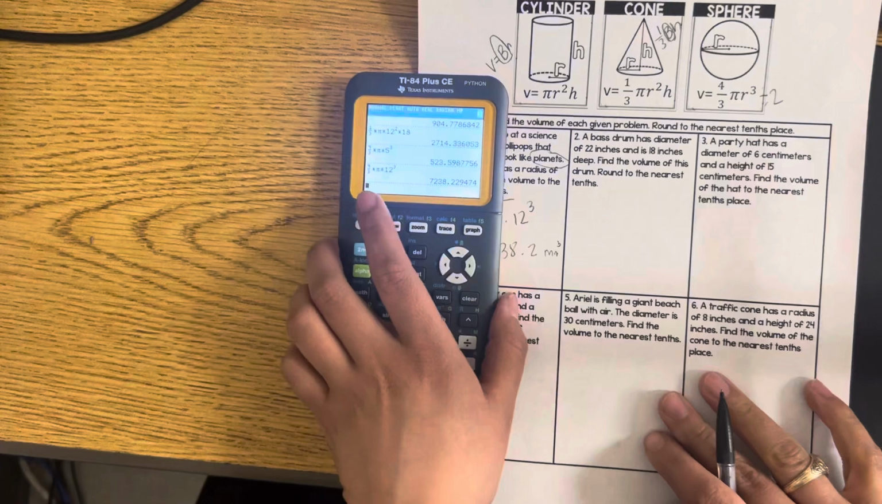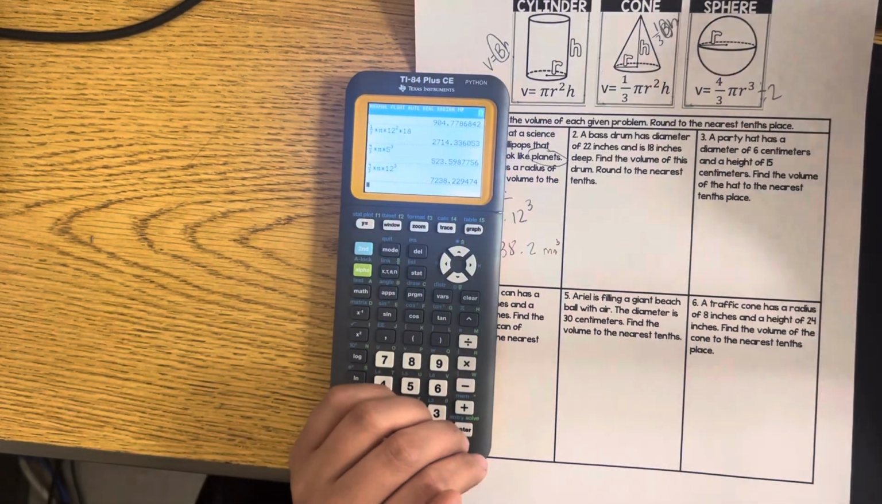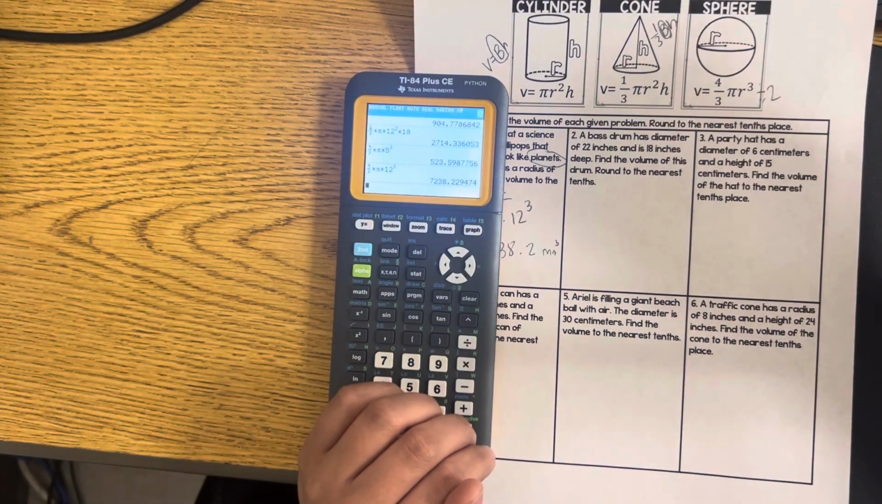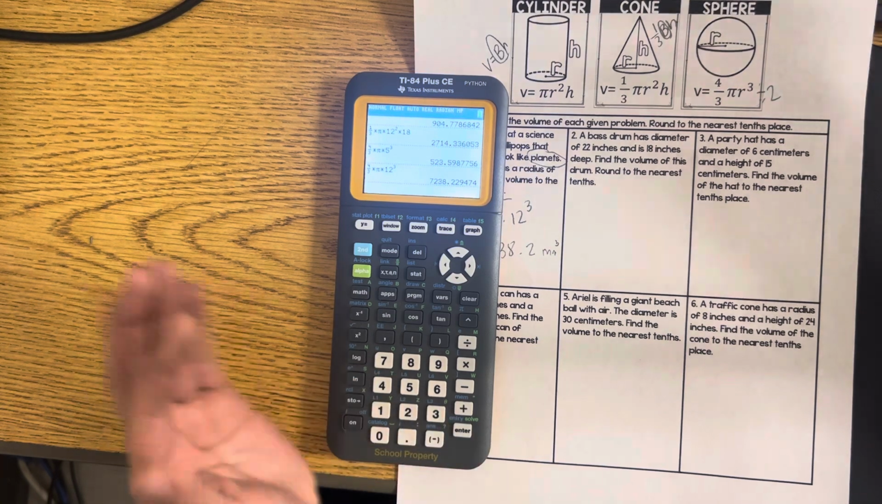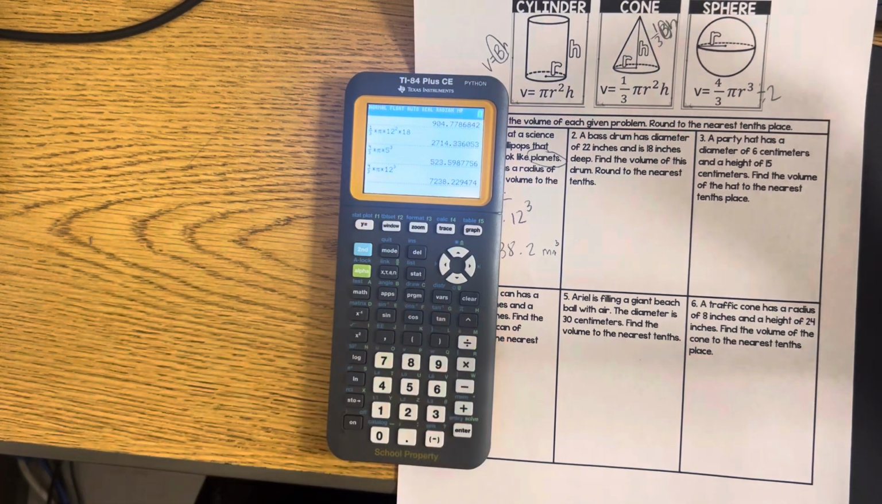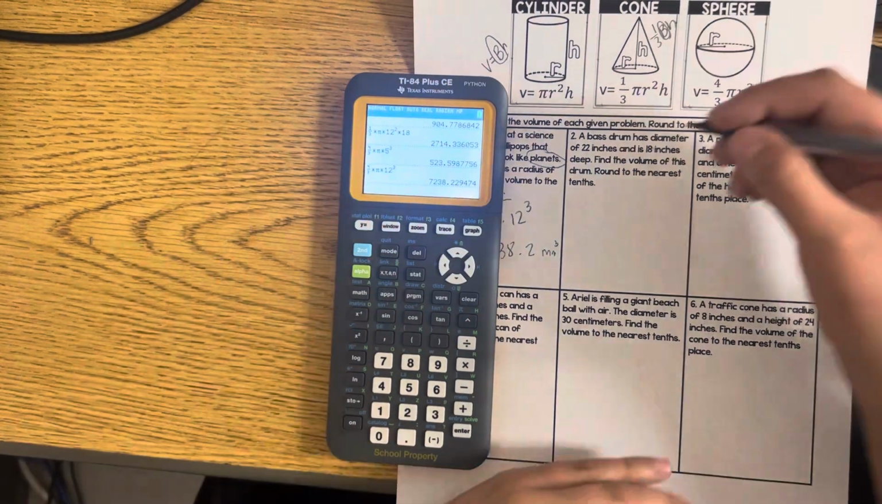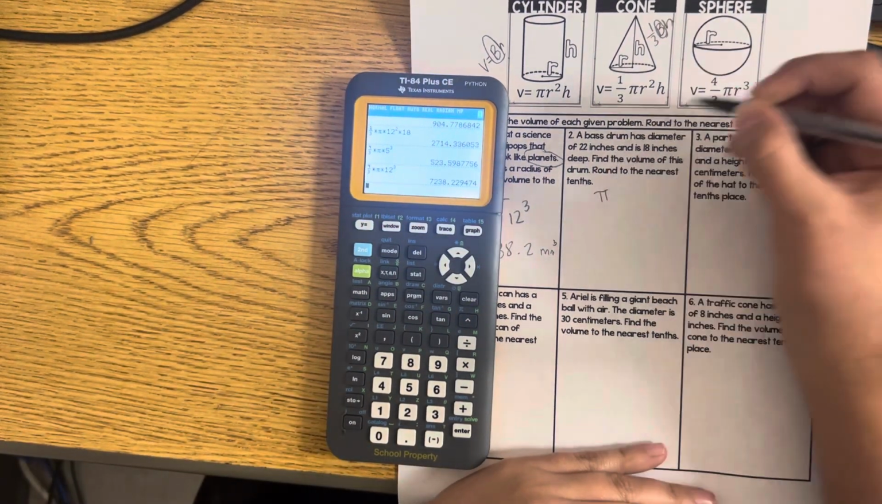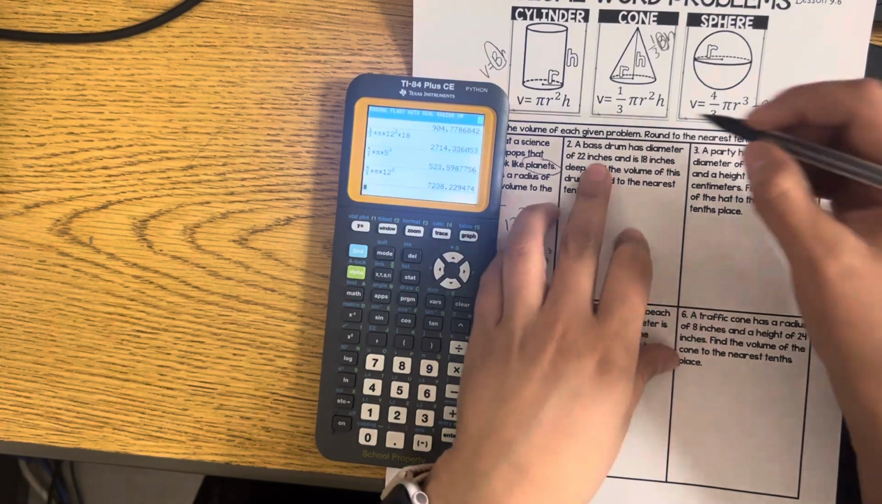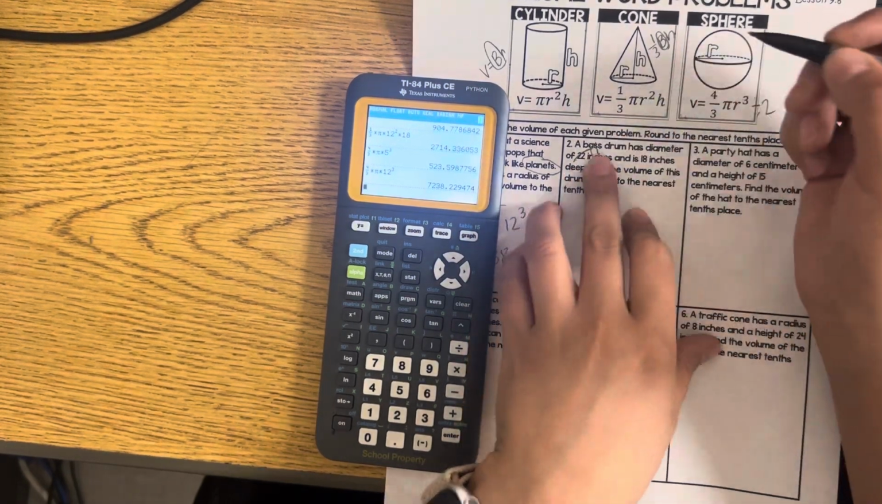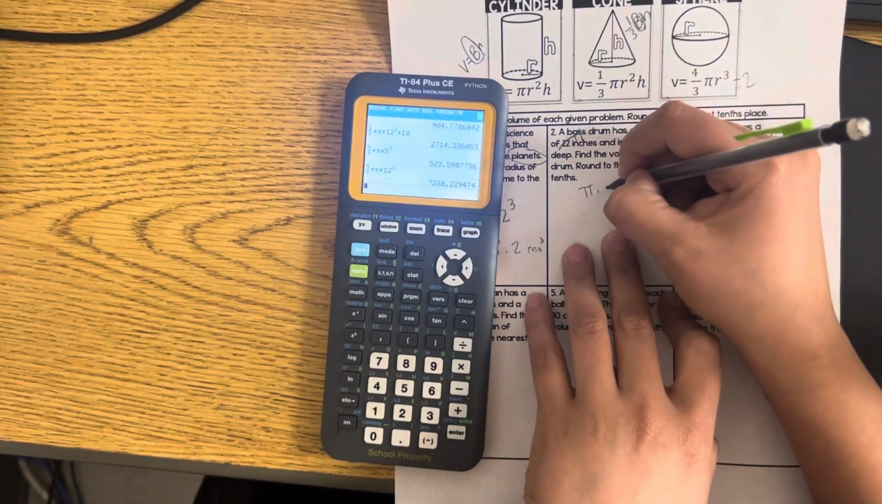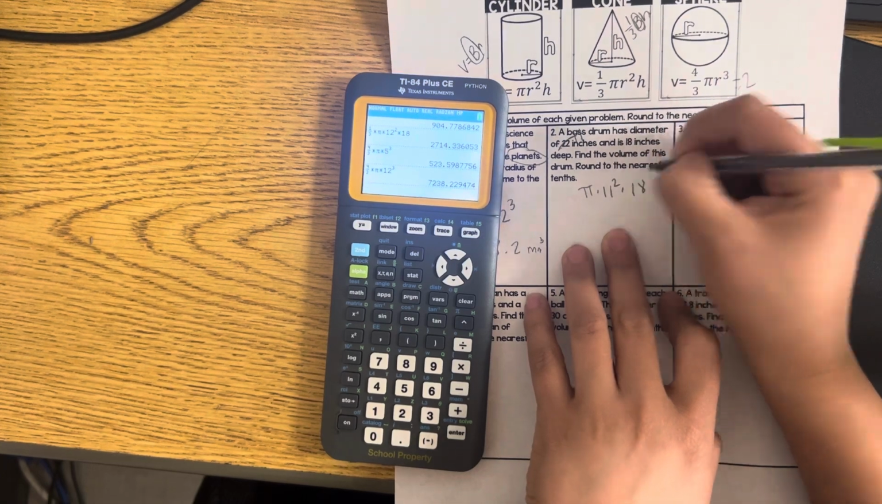Okay. Number 2, a bass drum has a diameter of 22 inches and is 18 inches deep. Find the volume of this drum rounded to the nearest tenth. So nowhere does it mention which shape, but if you have any knowledge of what a drum looks like, it is a cylinder shape. So we're going to use pi r squared h. They did give me the diameter, so I do have to cut 22 in half and use 11. So we're going to do pi times 11 squared times 18.